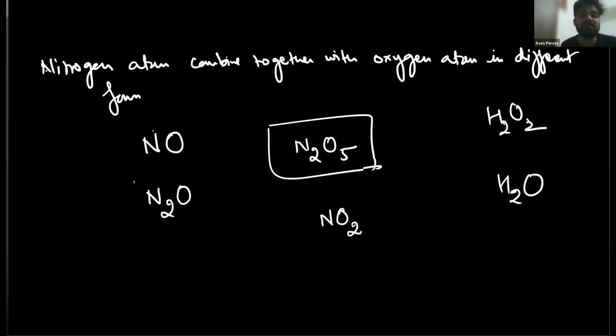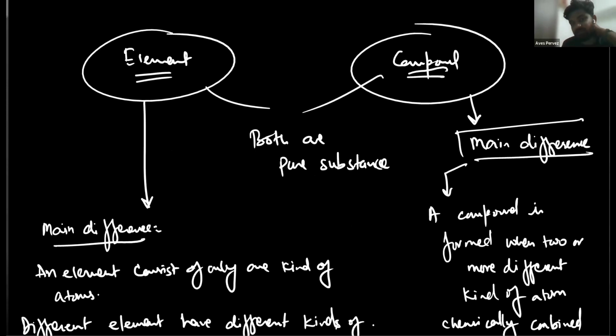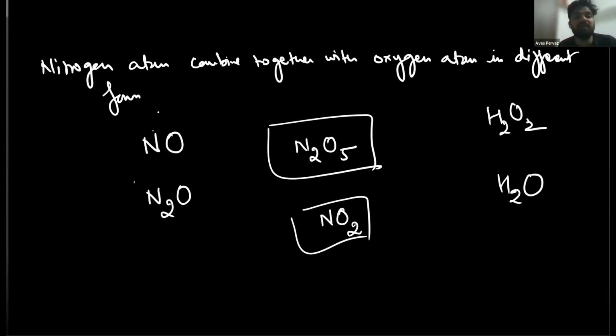A similar case: when a compound is formed, two or more elements combine together chemically. Only nitrogen and oxygen can combine together in different ways: one nitrogen atom, one oxygen atom; two nitrogen atoms, one oxygen atom; two nitrogen atoms, five oxygen atoms; two nitrogen atoms, two oxygen atoms. Now, coming to the point again, what is a compound and an element? Let me explain. If I ask how many elements there are, that is only nitrogen and oxygen.